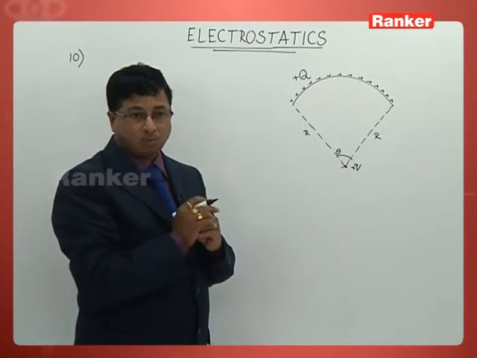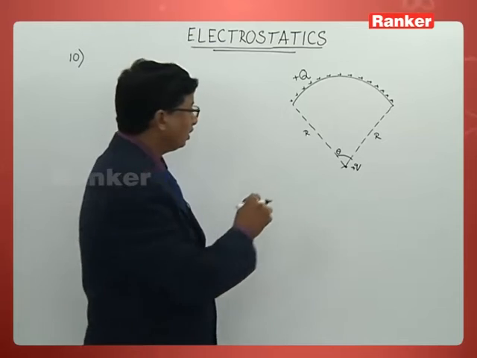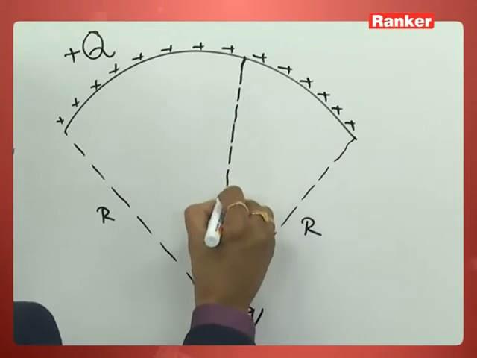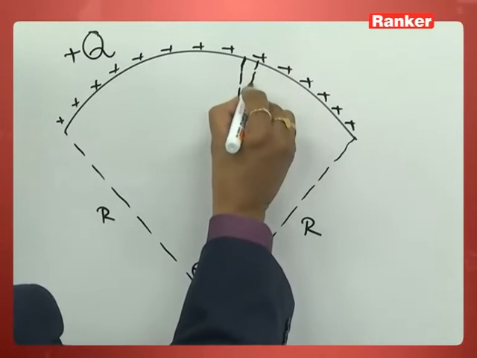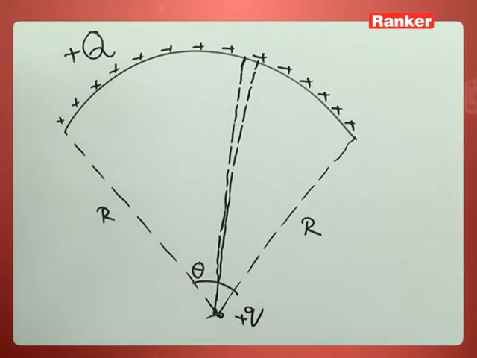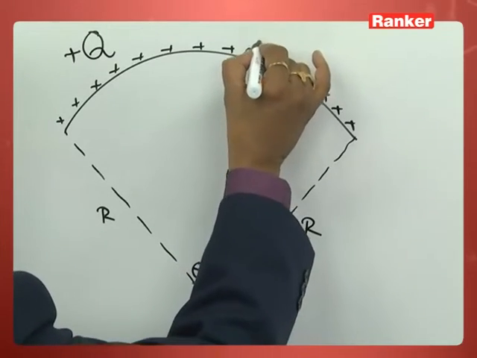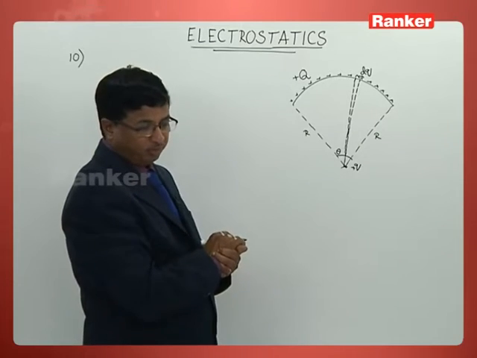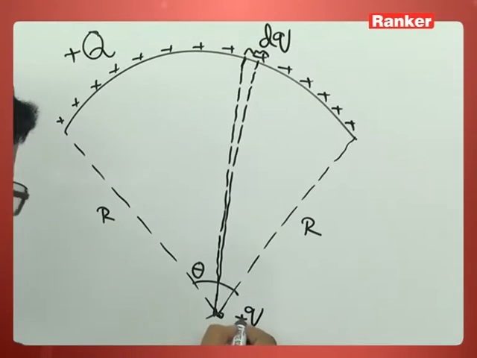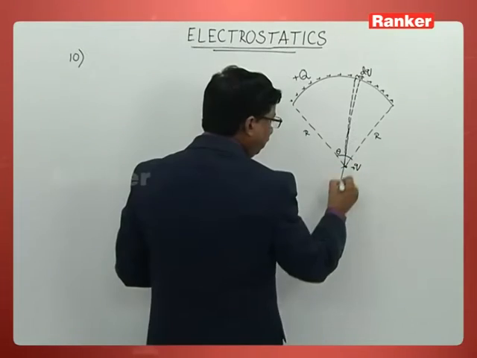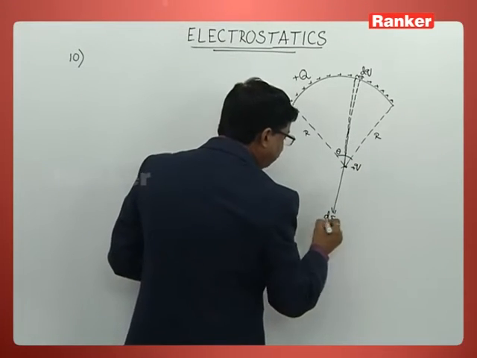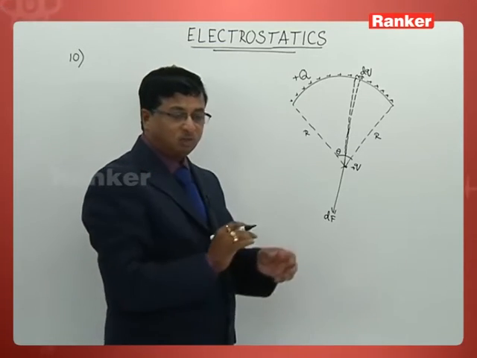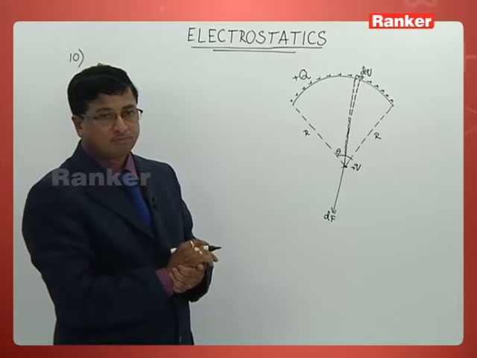But what do we have to do in such cases? We have to consider a small element over here. I am just talking of a small element like this. What is the charge on this particular element? I take this one as dq. And you should understand now this is plus q, this is dq. Then won't there be a force over here as dF, please? If you consider the total force over there is dF.